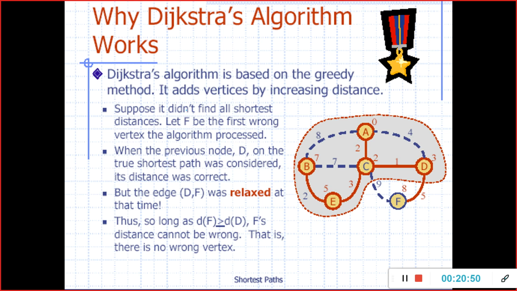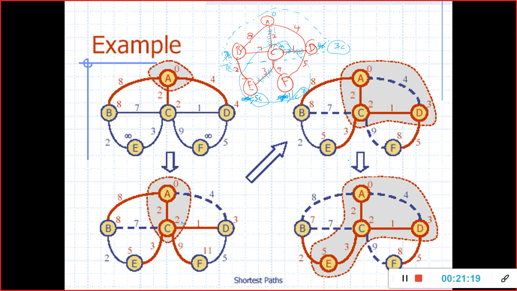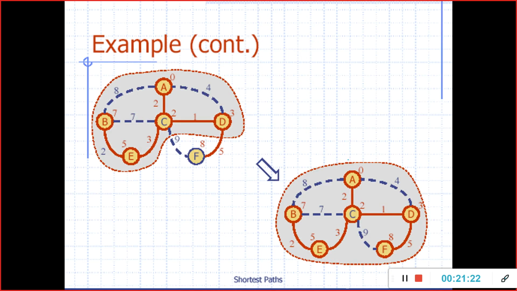So Dijkstra algorithm is based on the greedy method. It adds vertices by increasing distance. So yeah, this is all the greedy methods. You increase the distance one by one. You check which one is the smallest one. So if you find a better route, you see, like before this A to B is 8, but when you add 2 plus this one, 5. If I'm not mistaken, is it 5? 7, 2 plus 7, 9.